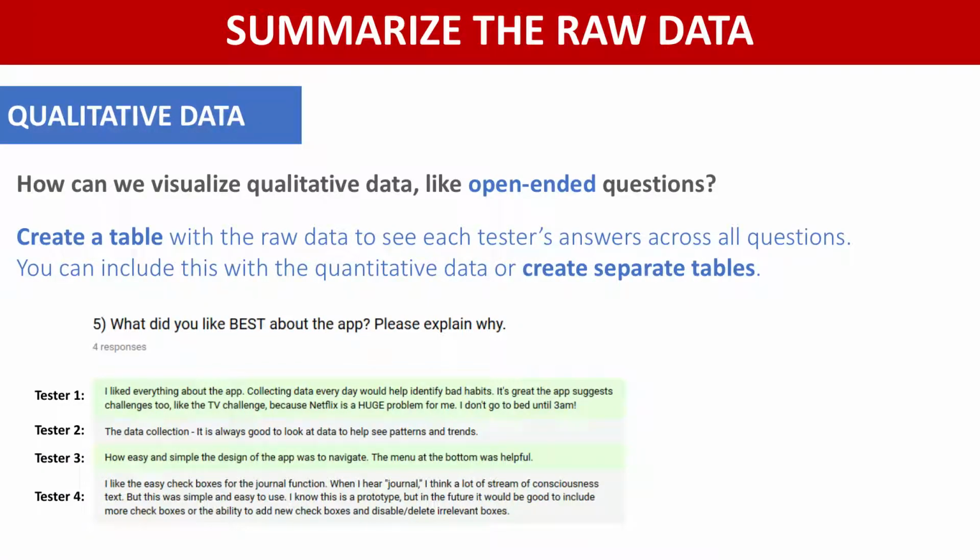And this, of course, again, is helpful because we want to know if a tester rated something low, that we know what their response was as to why they rated it low. So it's important to correlate the tester's ID with their answers.